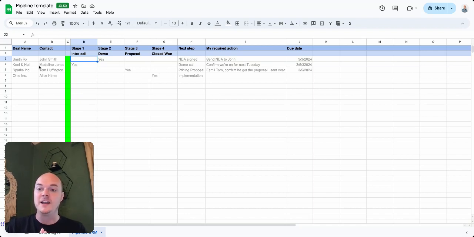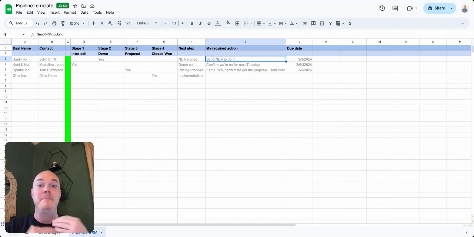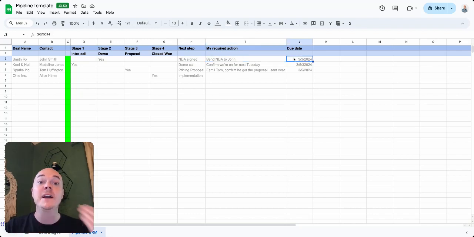You go line by line and you ask, okay, for Smith RX, what's the next step we need to get them to take? What is my required action to make that happen? When am I going to do that? Every single deal, you should be able to say, what's the next step? What's the action we're taking to make that happen? When is that going to happen?